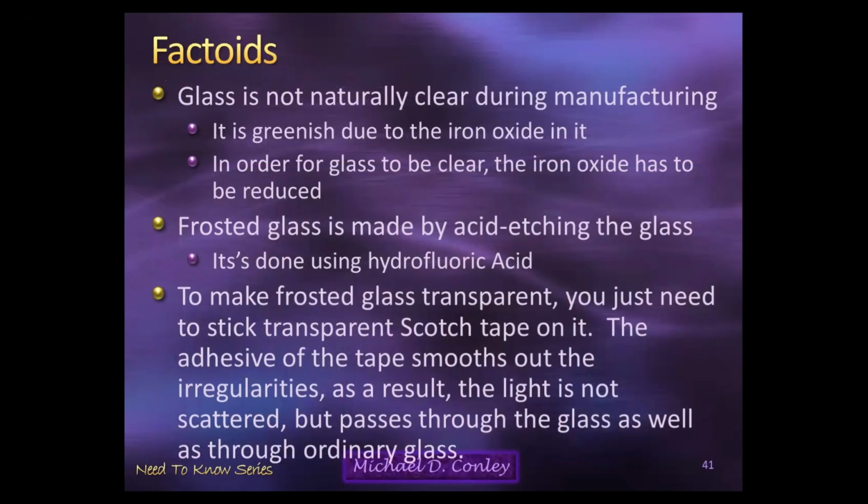Glass by itself is not naturally clear, as I mentioned earlier. During manufacturing, it's greenish in color due to the iron oxide in it. In order for glass to be clear, the iron oxide has to be reduced. Frosted glass is made by acid etching the glass. It's done using hydrofluoric acid. To make frosted glass transparent, you just need to stick transparent Scotch tape on it. The adhesive of the tape smooths out the irregularities. As a result, the light is not scattered, but passes through the glass as well as through ordinary glass.